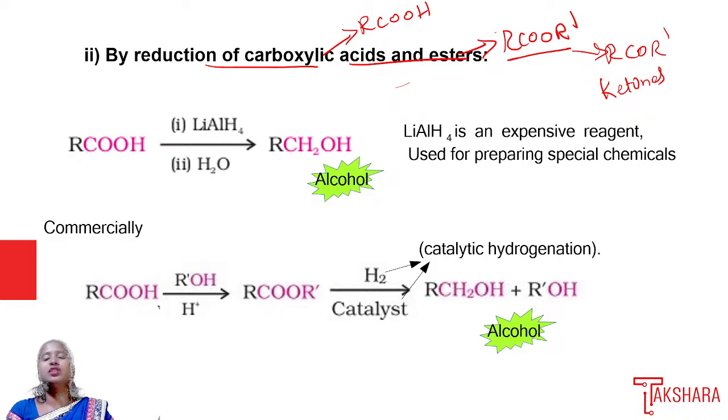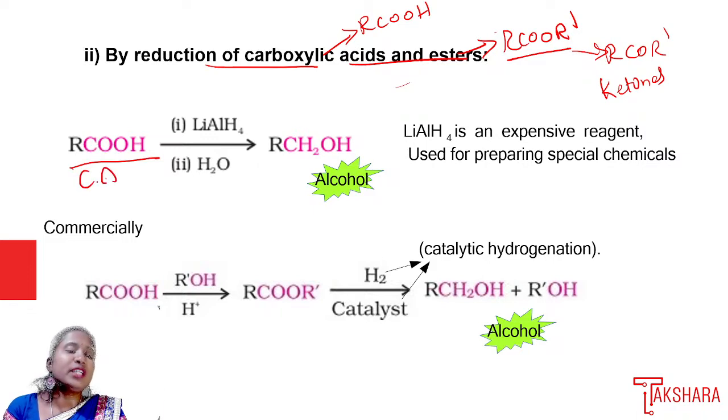RCOR dash is ketones. When we come to carboxylic acids, carboxylic acids have RC double bond O H, and esters are RC double bond O R dash. So in this reaction we have the reactant RC double bond O H, which is called carboxylic acids.